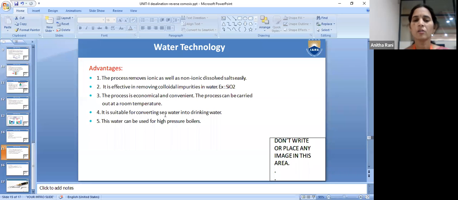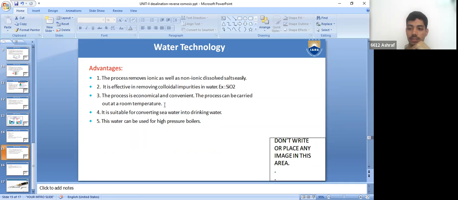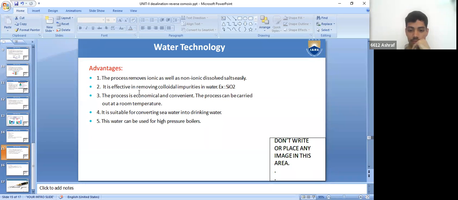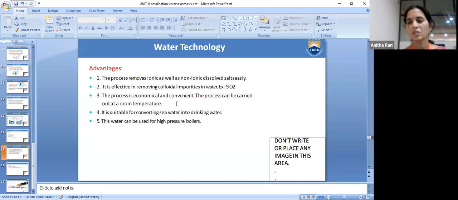So the semi-permeable membrane, how many years can we use it? Up to 2 years we can use it. After 2 years we can replace it, but up to 2 years we can do the process. Yes or no? So this process is economical and convenient, it can be carried out at room temperature, and it is suitable for converting sea water into drinking water.